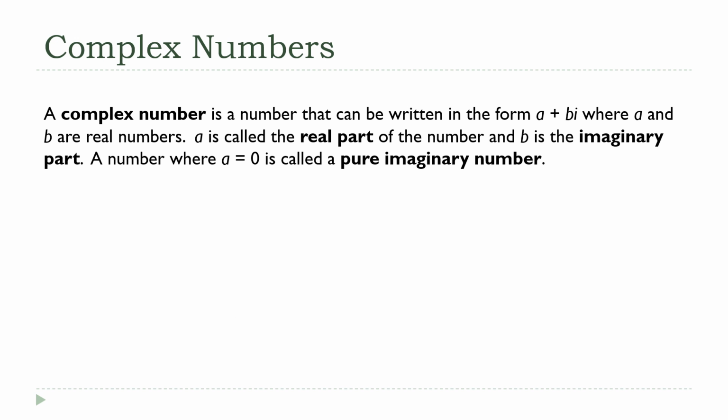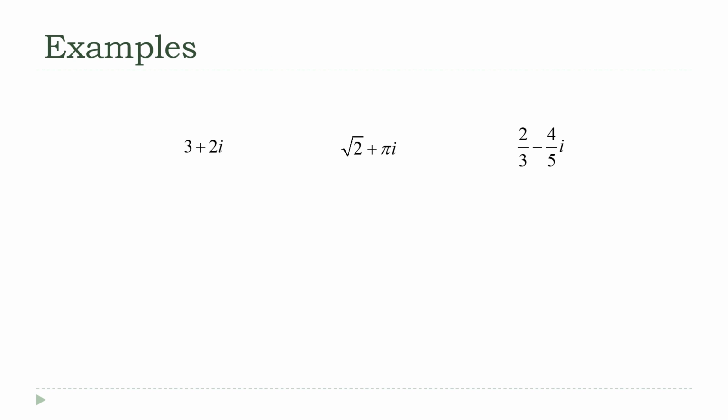Okay, so here's our big new numbers, right? A complex number is a number that can be written in the form a plus bi, where a and b are real numbers. a is called the real part, b is called the imaginary part. A number where a is equal to 0, we'll see an example of this in a minute, is a pure imaginary number.